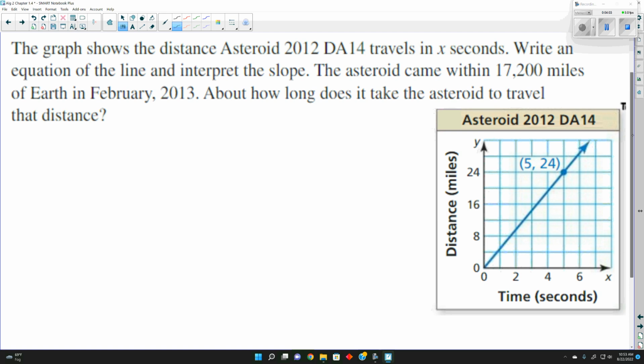So let's look at the first problem here. The graph shows the distance an asteroid travels in x seconds. Write an equation of the line. The first thing we want to do is write the equation of a line. The second part, we want to interpret the slope. And then we want to figure out how long it takes the asteroid to travel 17,200 miles.